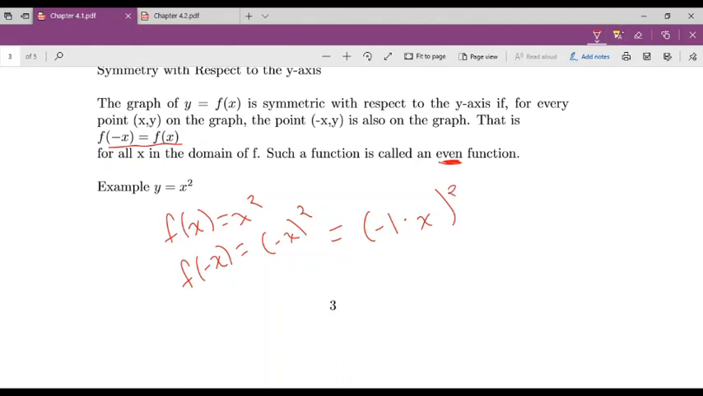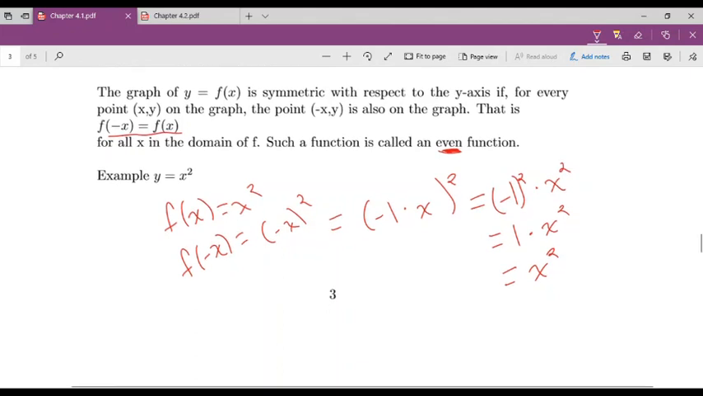Now I can distribute that squared to everything within the parentheses. So negative 1 squared times x squared. Now negative 1 squared is just positive 1, which is the same thing as that, which is the same thing as that. So essentially f of negative x here is the same thing as f of x here. That's how that works.